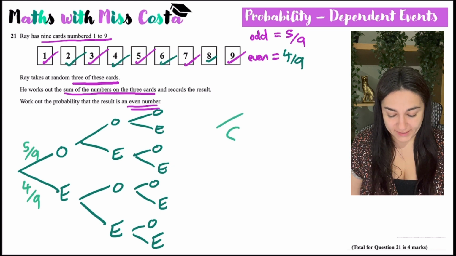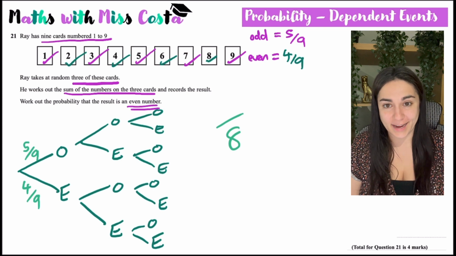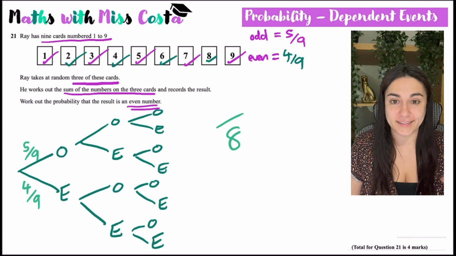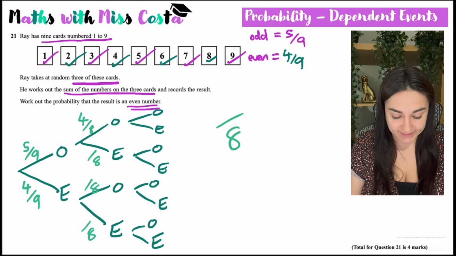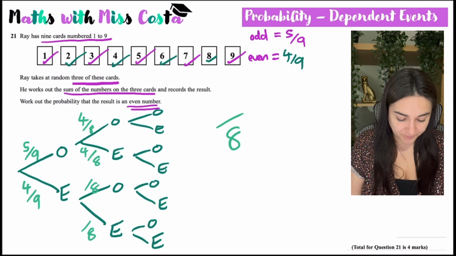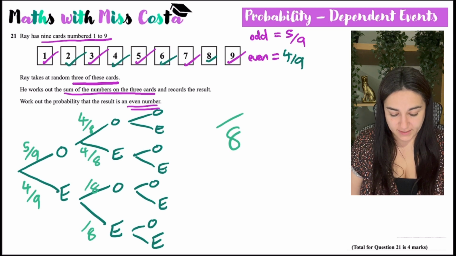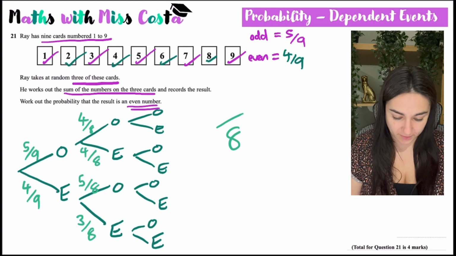Then for all of my second branches, my denominator is going to be over 8 because I've taken a card out, so there are only going to be 8 cards left. So everything's going to be over 8. And let's have a look at what's happening. If I've taken an odd card already, there's only going to be 4 odd cards left. Haven't used an even card, so that would still be 4 over 8. Double check it adds to 1. Yes, it does. If I've taken an even card, to then get an odd card would be 5 over 8. If I've already used an even card, then it's going to be 1 less, so 3 over 8. Once again, they sum to make 1.